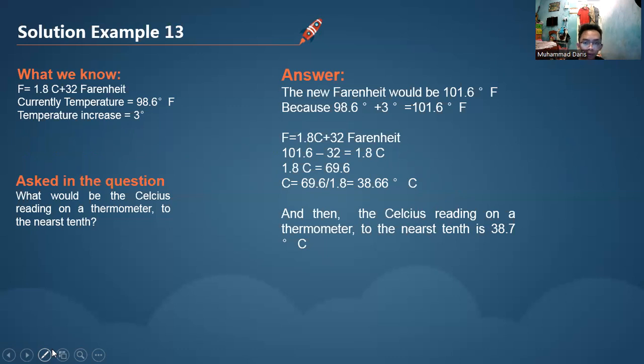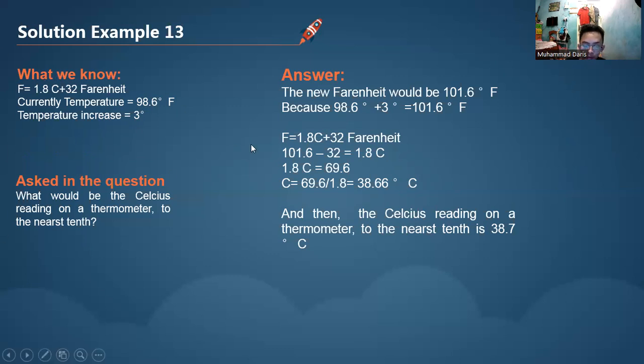First, we can add the current temperature and the temperature increase to know the new Fahrenheit. Okay, the new Fahrenheit will be 101.6 degrees Fahrenheit, because 98.6 degrees Fahrenheit plus 3 degrees is equal to 101.6 degrees Fahrenheit. And then to know the Celsius reading on a thermometer, we can use the formula.